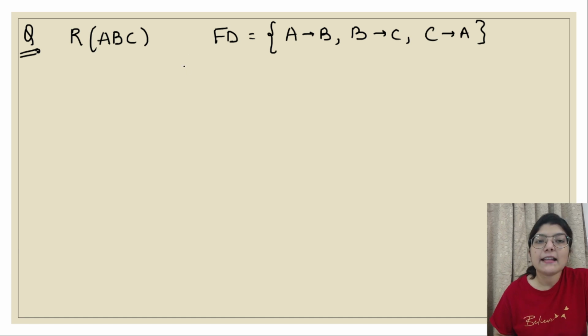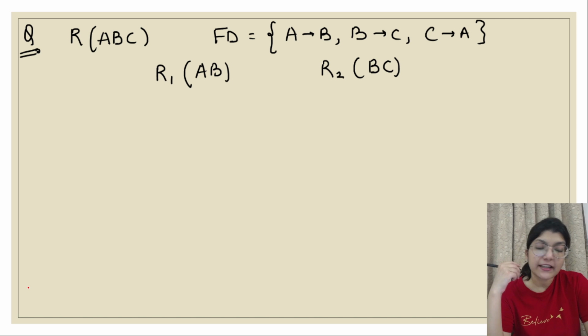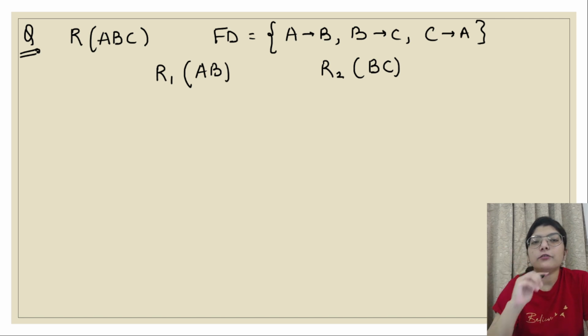Okay, and I have decomposed this R into two sub-relations, R1 that is AB and R2 that is BC. Now what I have to do is first check whether this is lossless or lossy. So I'll perform the natural join.